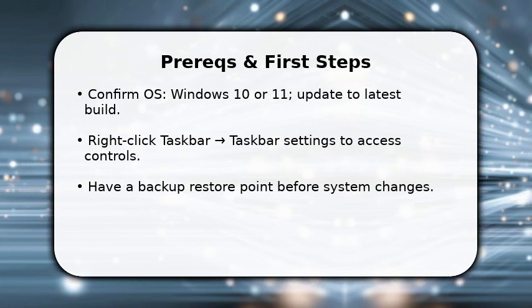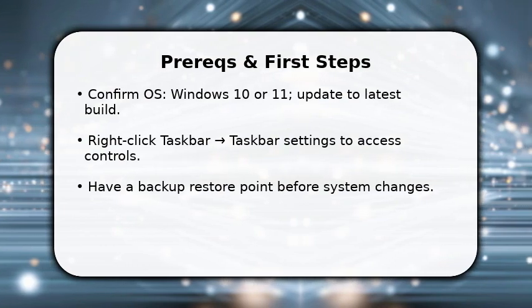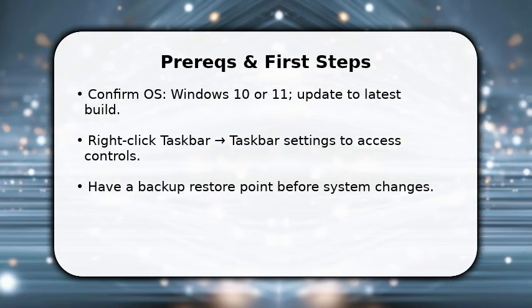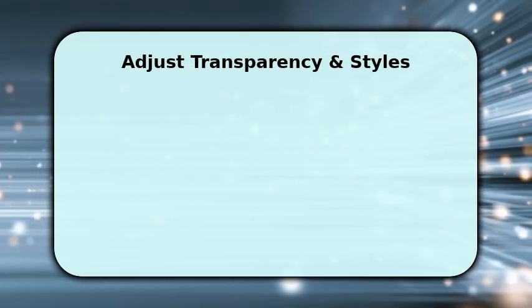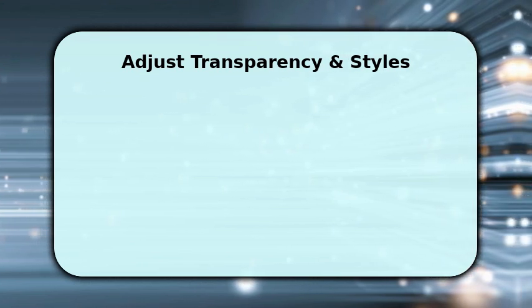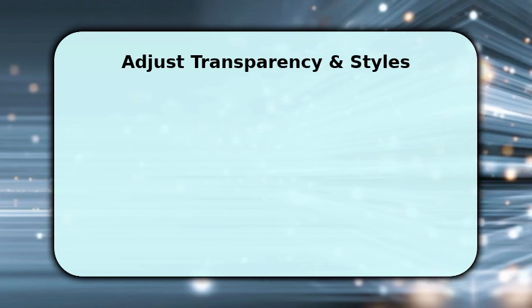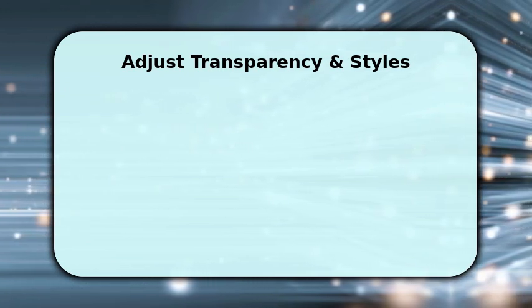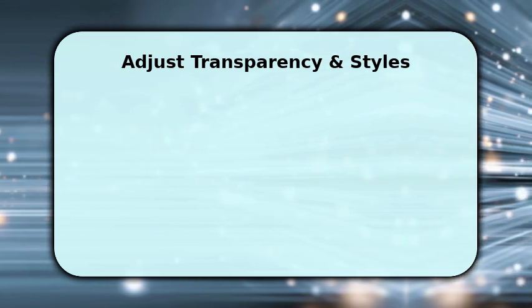Now that prerequisites and the first actionable step are done, proceed to the detailed customization options found in the Settings pane. You'll adjust transparency and color next because those settings directly control the taskbar background visibility. Go to Settings, Personalization, Colors, and toggle Transparency Effects off to remove glassy backgrounds, then pick a matching accent or neutral color so the bar blends.